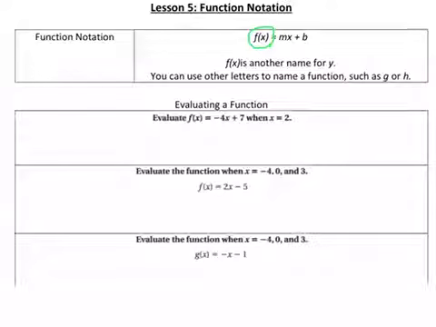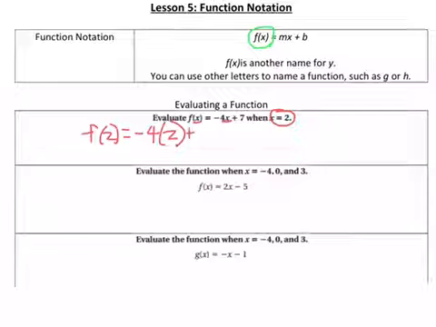So the first one, evaluate f of x equals negative 4x plus 7, when x equals 2. So when x equals 2, we plug it in. Now we plug it in two places. Instead of f of x, because there's an x in this function, that's what it's named, we're now calling it f of 2. So what we're saying here is, hey, we're plugging in 2 for x, so I'm going to tell you what that means in terms of this function. So I'm plugging it in to solve it.